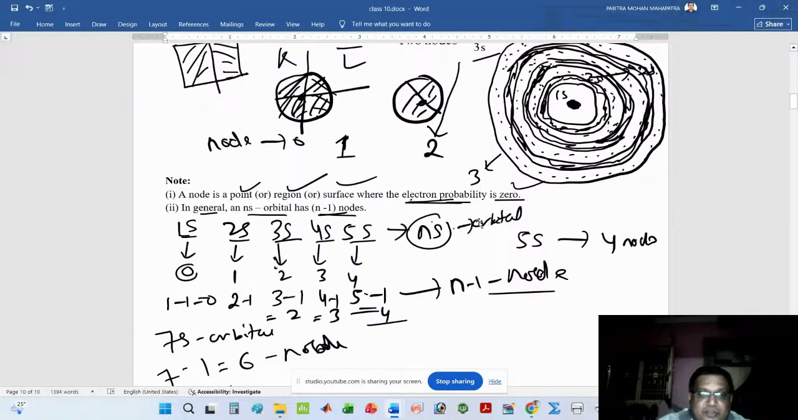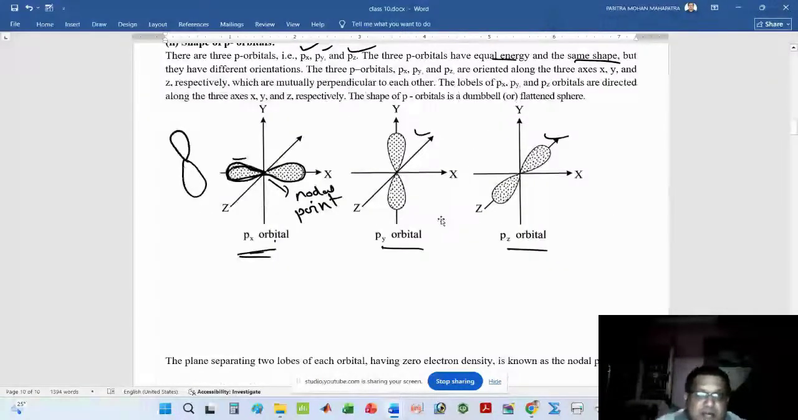But if you think about here, the nodal point, that is your node, is said to be a nodal point. The probability of finding an electron is 0. The two lobes are present in the x-axis. Look at that. This is the x-axis, this is your y-axis, this is your z-axis. There are three axes present. This is your 3D.